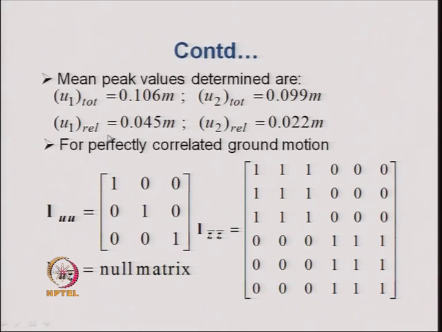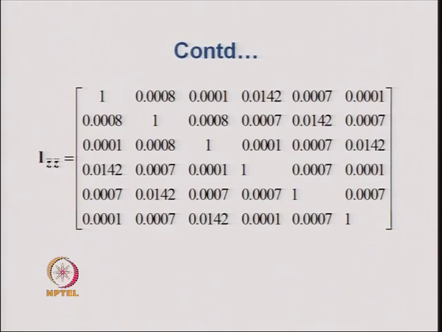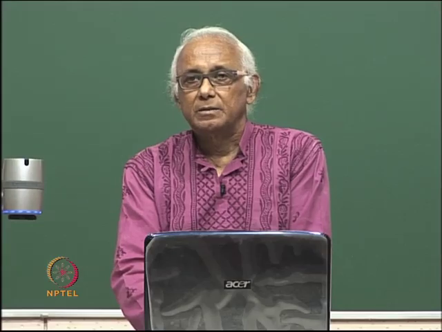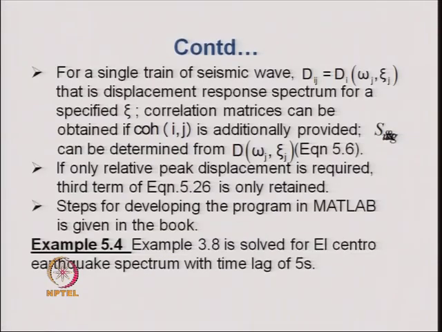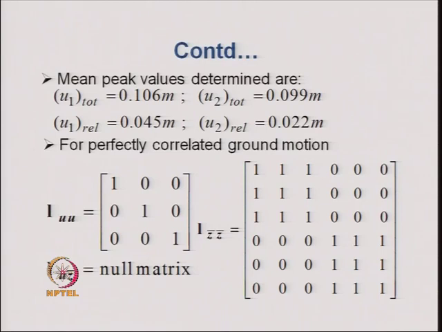And the relative displacements come purely from the modal displacement z bar multiplied by the mode shift factor. In the general expression that we had shown in the development of the method, if we retain only the third term and ignore all other terms, then we get straight away the relative displacements, or the mean peak values of the relative displacements. So, that is what was done over here to get the mean peak value of the relative displacements. We also solved the problem assuming that the ground motions are perfectly correlated.